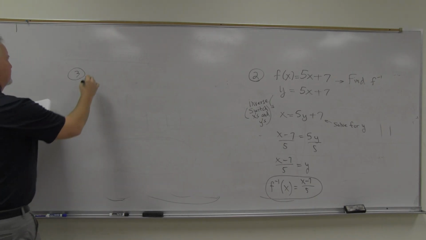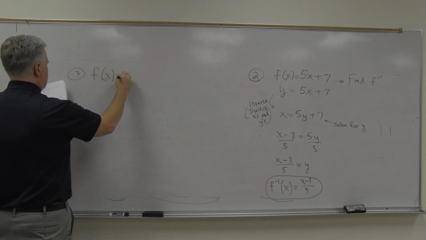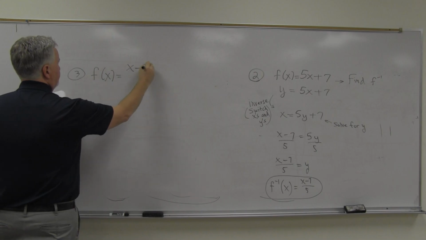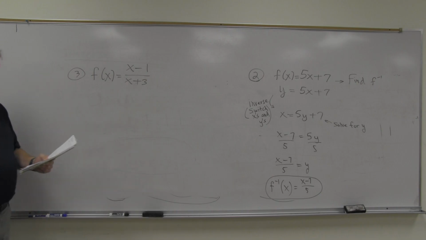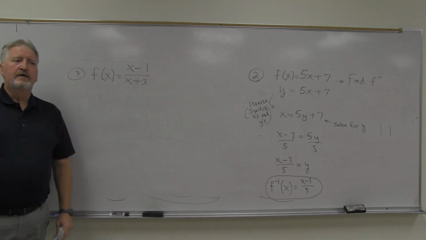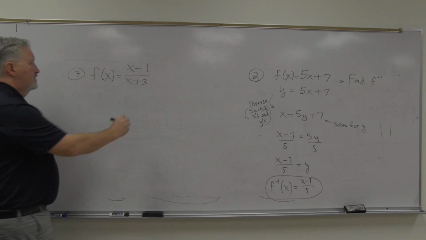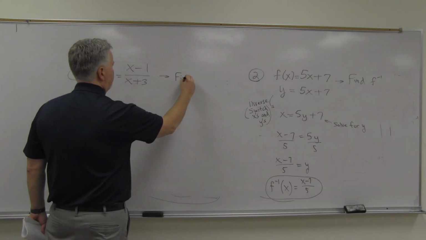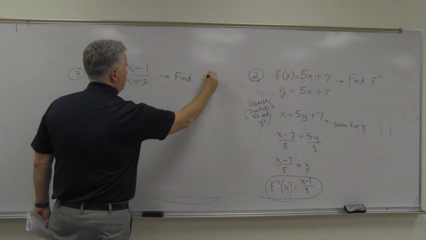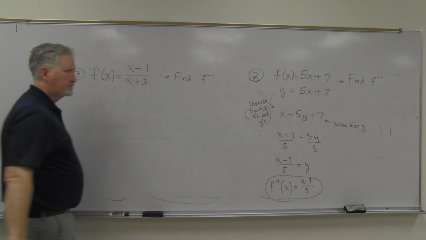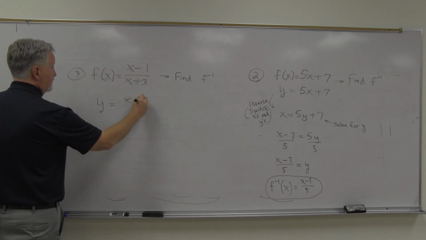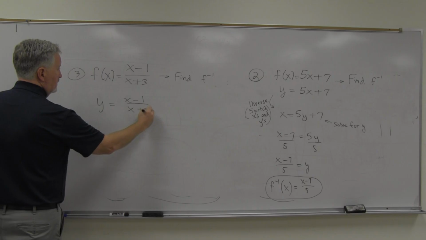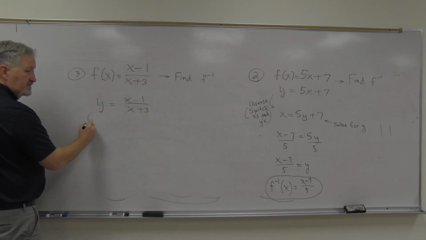What about f of x equals x minus 1 over x plus 3? Haven't seen those in a while, but x minus 1 over x plus 3. Again, what we're doing is finding the f inverse. All right, so that's y equals x minus 1 over x plus 3. To find the inverse, switch the x's and the y's.